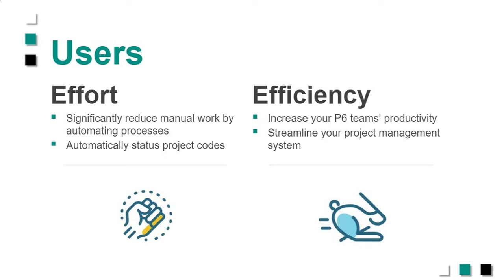So effort: it significantly reduces effort from manual work that people were doing in other ways, either using global changes or using Excel calculations and then trying to load them in. Being able to have these things happen automatically brings more value to what's being done in P6. That's the big thing here. And then there's the efficiency in streamlining the updating and the reporting and having it done consistently.